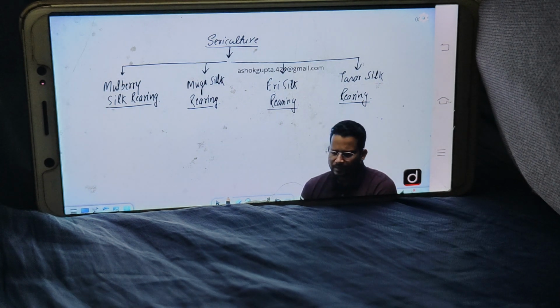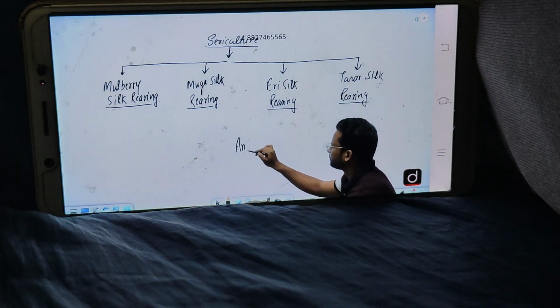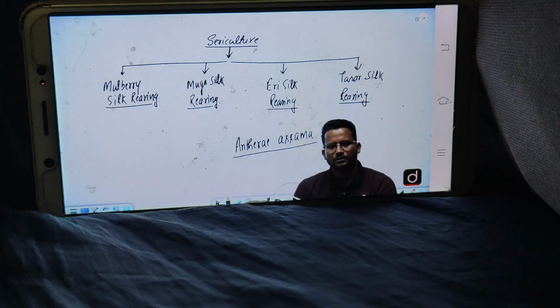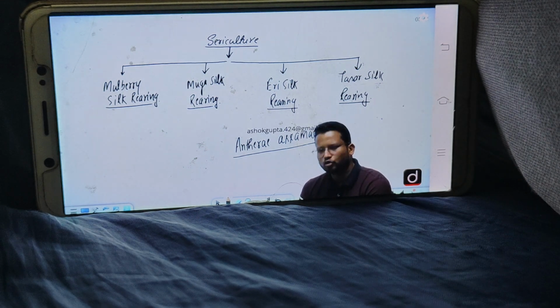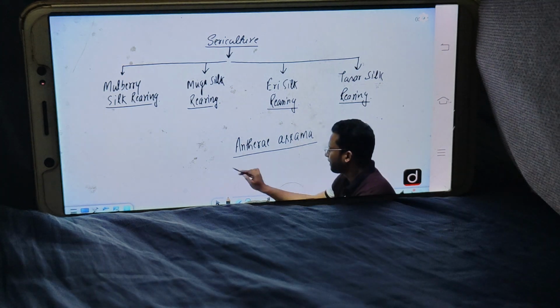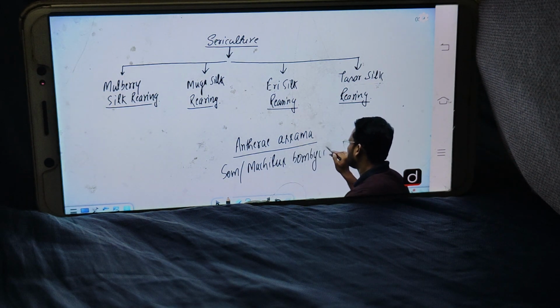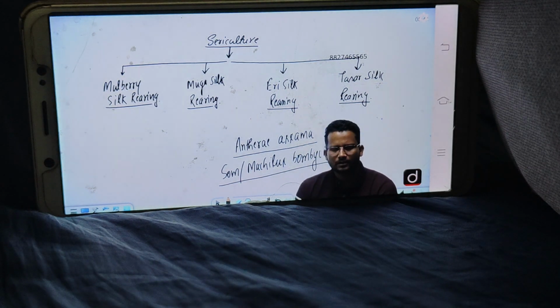ठीक है? और जहां तक बात है कि मतलब silkworm इसमें कौन सा हम यूज करते हैं, so the silkworm which is reared in Muga silk rearing is called Antheraea assamensis. Okay, this is the silkworm which we use, and the tree which provides food is Som or Machilus bombycina tree. So these silkworms and trees are used in Muga silk rearing.